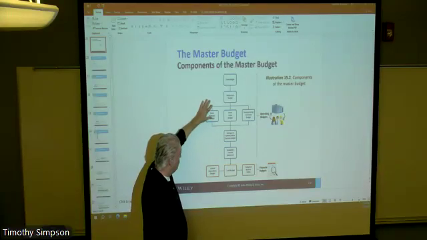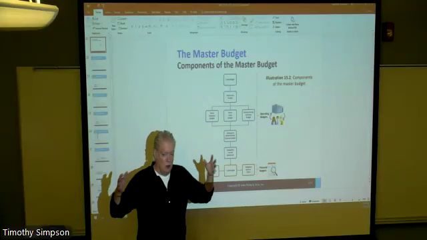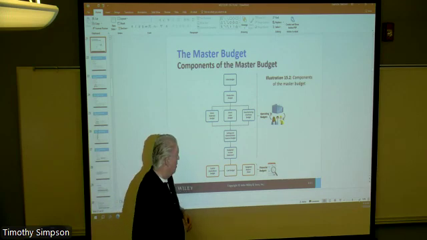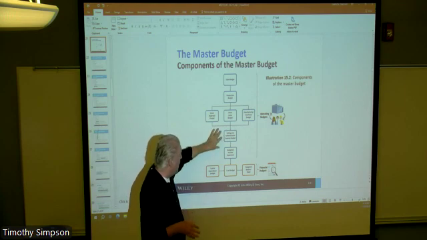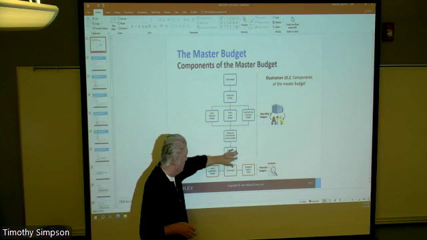But from there, we have product costs and period costs, which are these two categories of costs in terms of how they interact with the product or not, because period costs do not interact with the product. Then we can create a budgeted income statement.